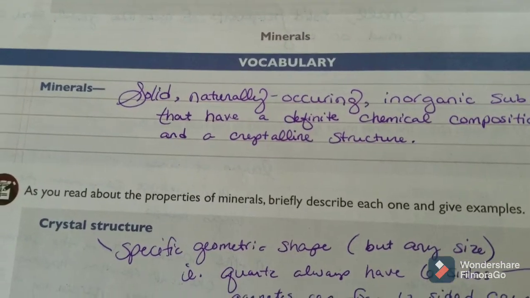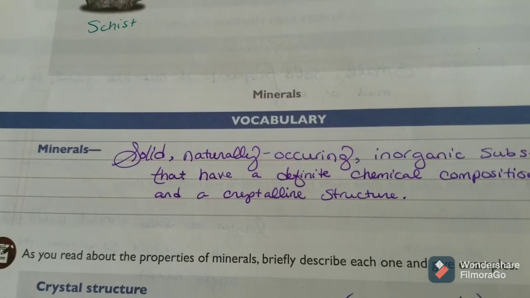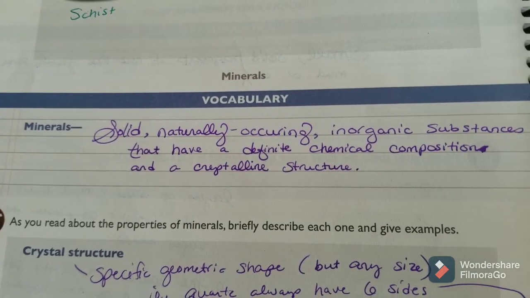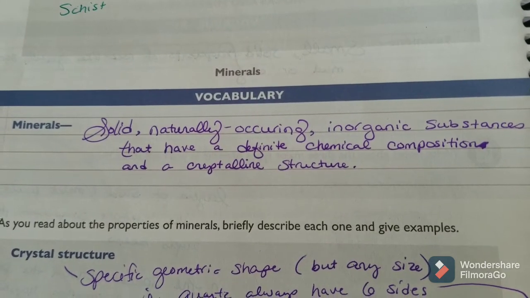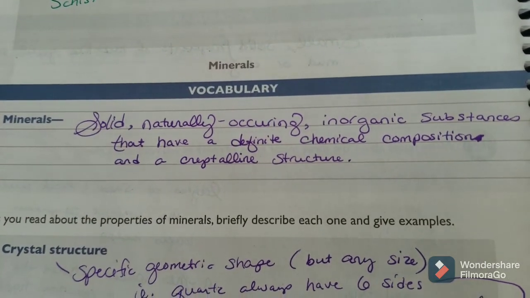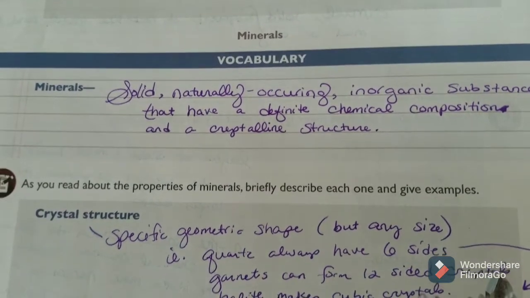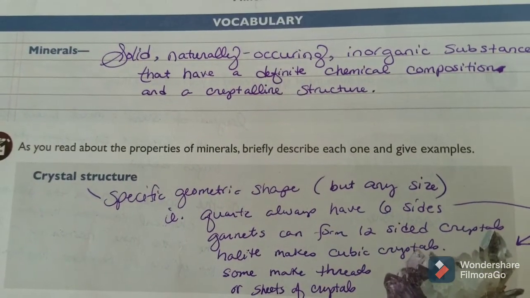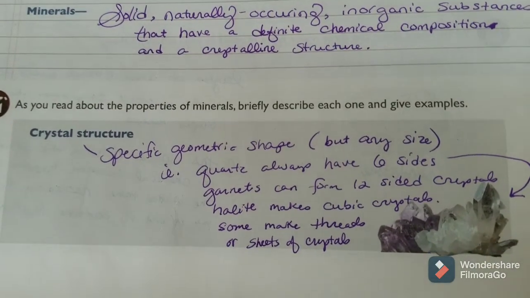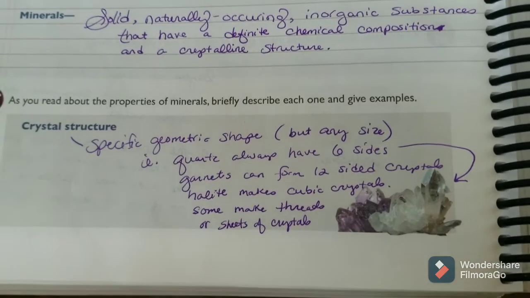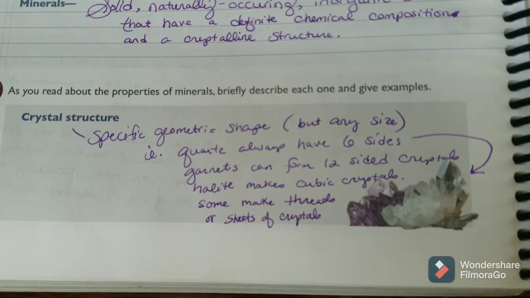All right, minerals. So minerals are different from sedimentary, igneous, and metamorphic rocks. Those are the main three types of rock. We have solid, naturally occurring, inorganic substances that have a definite chemical composition and crystalline structure. Okay, so as you read, we're going to look at these examples. I already read ahead for you. All you have to do is follow along. All right, we got some pretty pictures here. Crystal structure.